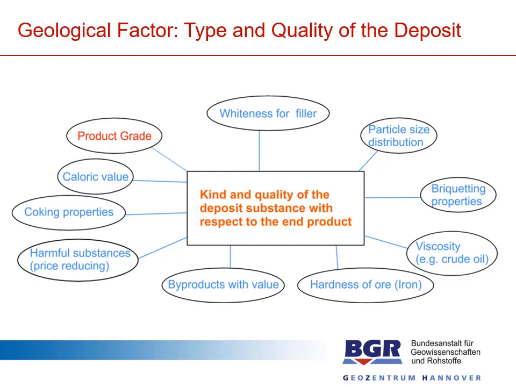The kind and the quality of the deposit substance with respect to the end product from the slide before is mentioned here again with more details, because a lot of geological factors from the material influence the kind and the quality of the deposit. This can, for instance, be the whiteness for fillers, the particle size distribution, briquetting properties, viscosity in case of crude oil, the hardness, especially for iron ore, probable byproducts with value, or, on the other hand, harmful substances that are price-reducing. And for coal, it's about the coking properties and the caloric value. Most important of all is the product grade. If you have a high grade, you usually have a good quality ore.